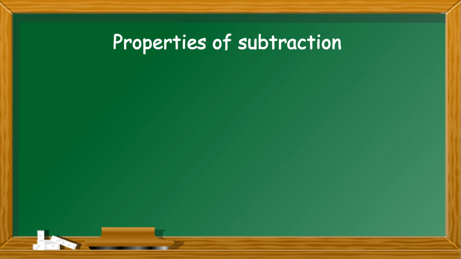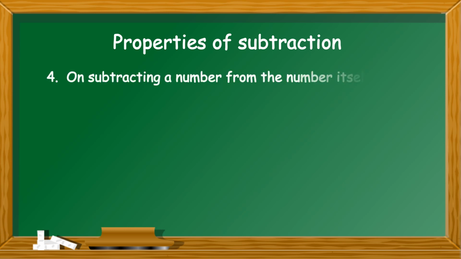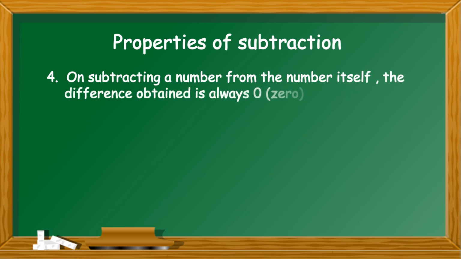Property number 4. On subtracting a number from the number itself, the difference obtained is always 0. For example, 82 minus 82 is equal to 0, or 657 minus 657 is equal to 0.